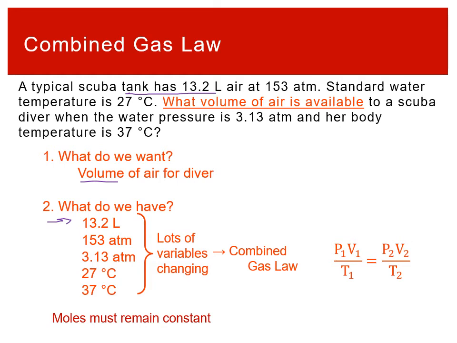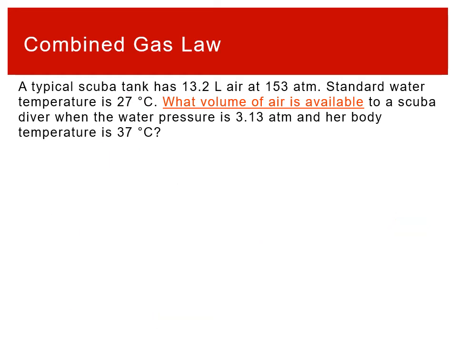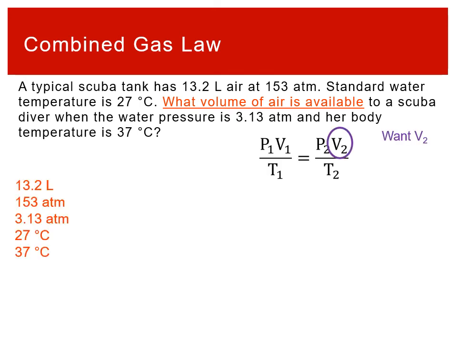There's a lot of variables here, so you want to be careful with assigning the different variables, but in general, we're probably in pretty good shape. And when we're doing this, the 1 and 2, we're just going to say everything associated with the air in the tank, that's going to be my 1 state, and then everything associated with the diver is going to be my 2 state. We want to solve it. We start with our combined gas law. We want V2, and we have this huge list of variables.